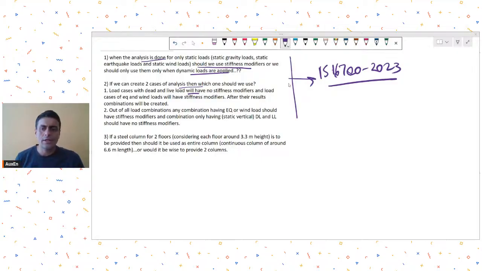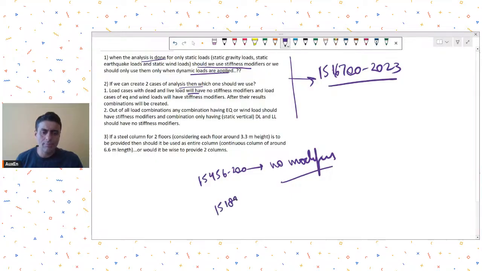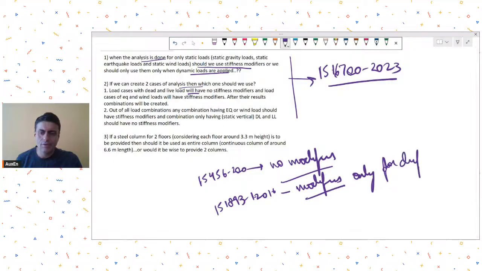As of now, the current version of IS 456 that we use, that is the 2000 version, does not have any modifiers, no mention of modifiers, whether for analysis or design. If you look at the IS 1893 Part 1, it mentions the use of modifiers, but only for analysis. That means modifiers only for drift and deformation checks. This I am talking about the 1893 Part 1 and IS 456 2000.